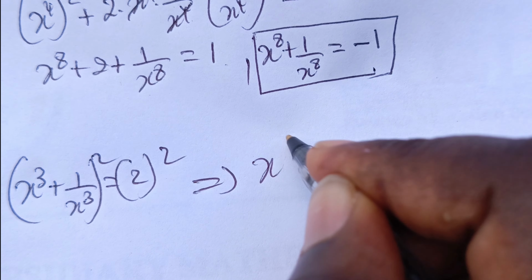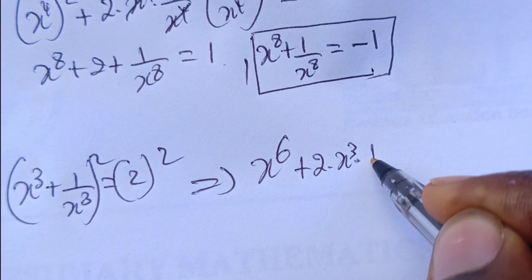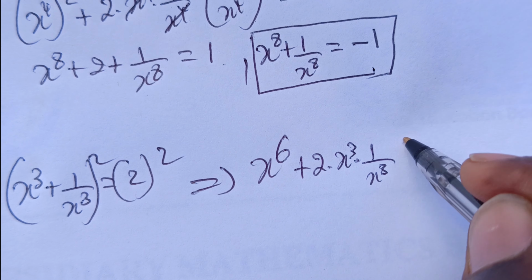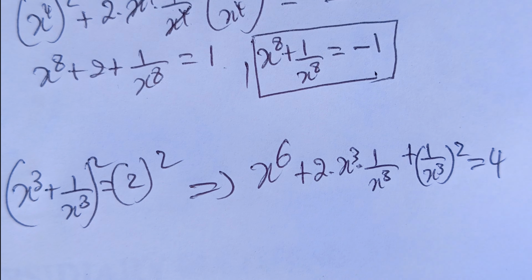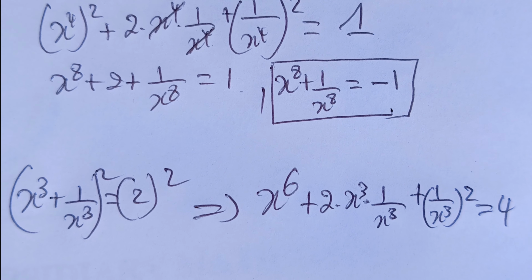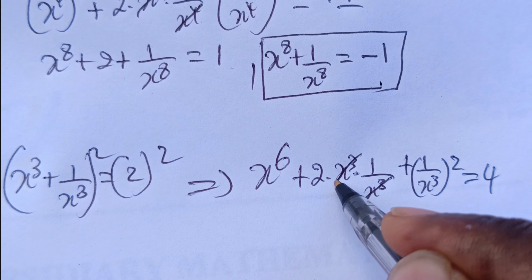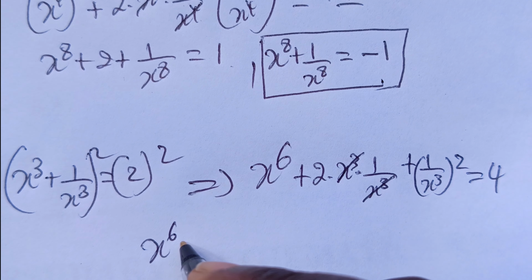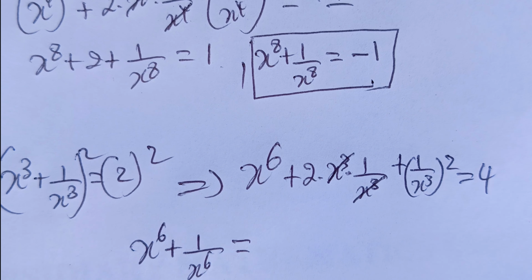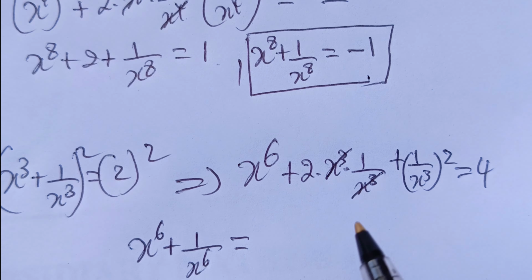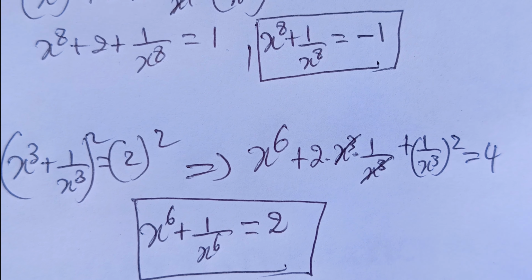This will lead us to x^6 plus 2 times x^3 times 1 over x^3, then plus (1 over x^3)^2, which will be equal to 4 because the square of 2 is 4. This simplifies this, and here x^6 plus 1 over x^6 will be 4 minus 2, that is 2.